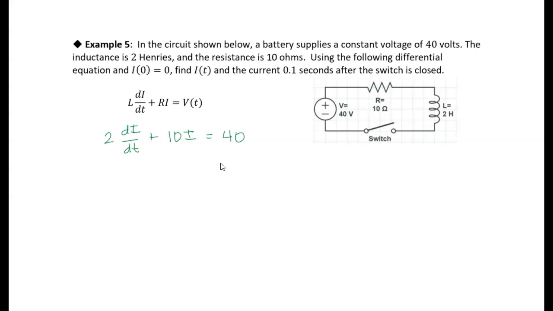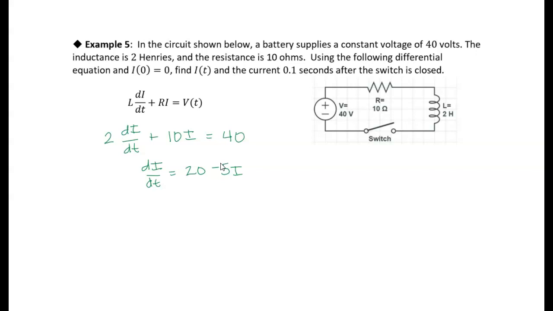All right, so now we just need to solve this, right? So let's rearrange it a little bit. We can rearrange this into di/dt is equal to, now I can basically subtract 10i from both sides and then divide both sides by 2. Okay, so I'm going to do that as one step. So I'm going to get 20 minus 5i. Okay, so now it's looking a little bit more like something we can solve.